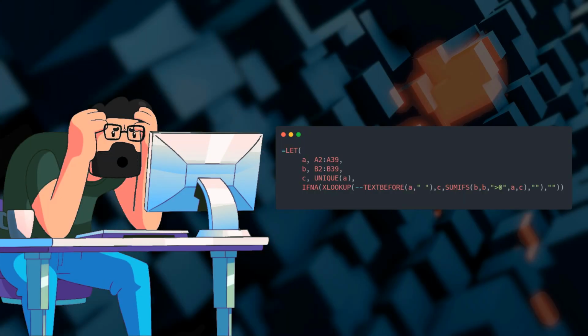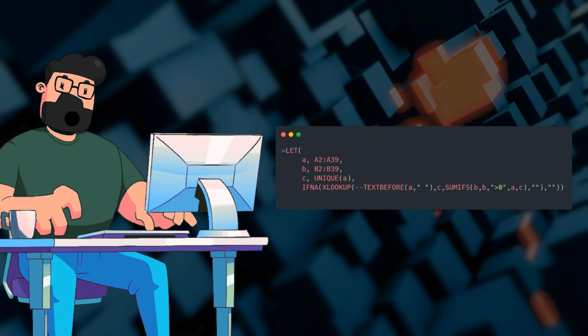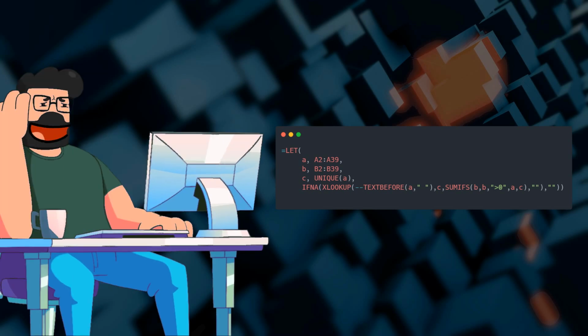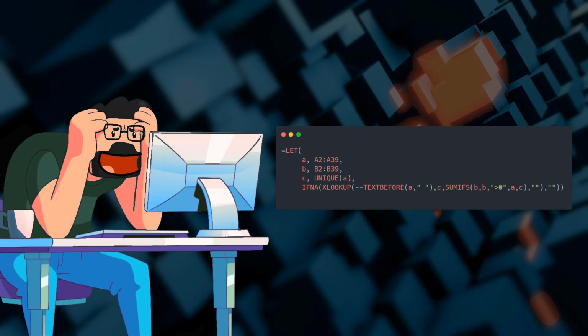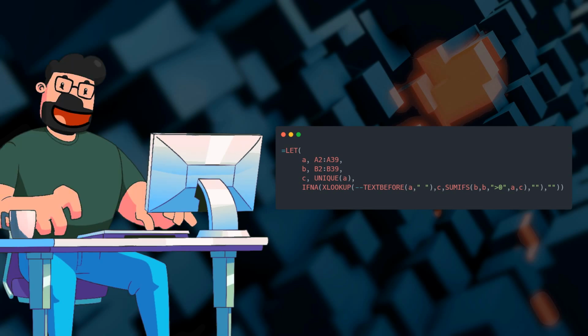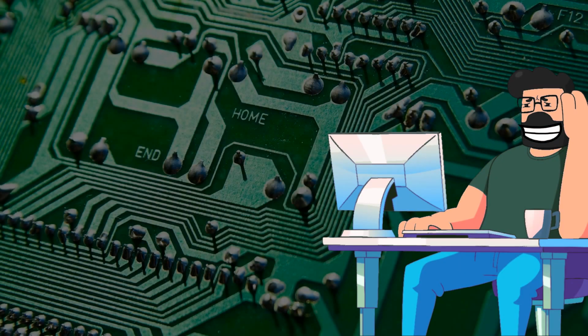Now let's talk about the solution. You can try using the following formula. =LET(A, A2:A39, B, B2:B39, C, UNIQUE(A), XLOOKUP(TEXTBEFORE(C, "-"), A, SUMIFS(B, B, ">0", C))). This formula packs a punch by helping you achieve your goal effortlessly.